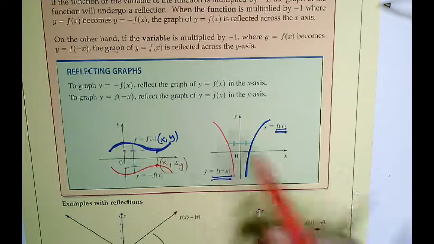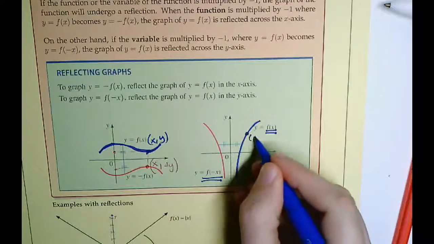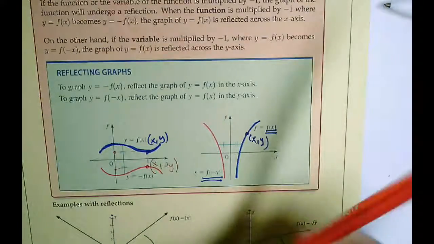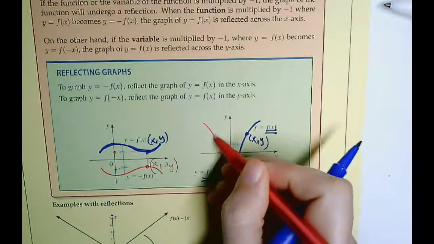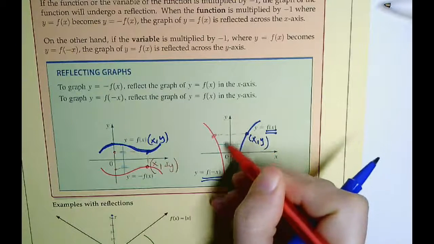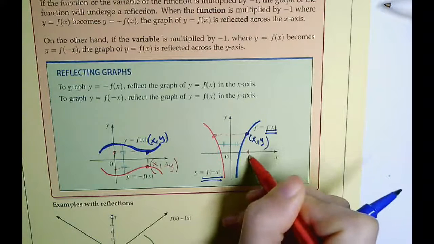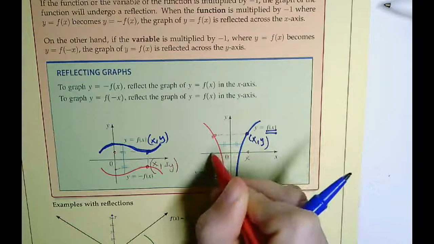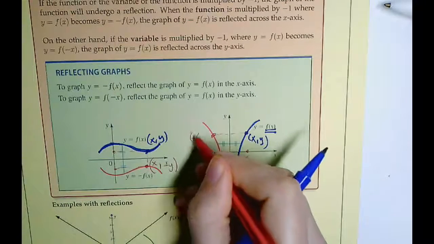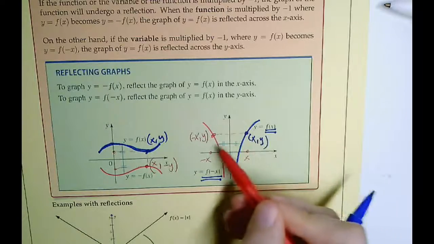When you do a reflection over the y-axis, if I have a point (x, y) on the function, when I reflect it over the y-axis, notice that the y-coordinate stayed the same, but the x changed from this positive x, whatever it was, to its counterpart, negative x. So this right here became (negative x, y). The y stayed the same, the x changed.